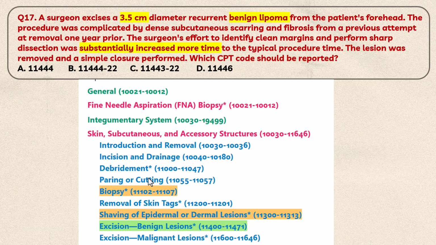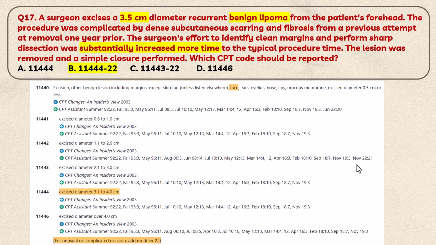So again, go to the table of contents, go to excision, benign lesion, see the code series. So here the lesion is removed from the face. So go to the code series of 11,440, that is excision, other benign lesion including margins except skin tags, face, ear, eyelids, nose, lips. So face is included here. So this code is for 0.5 centimeter. In our case, that is 3.5 centimeter. So 3.1 to 4 includes the 3.5 centimeter. So the correct code will be 11,444, but you have to include the modifier 22. The modifier 22 is for increased procedure service.